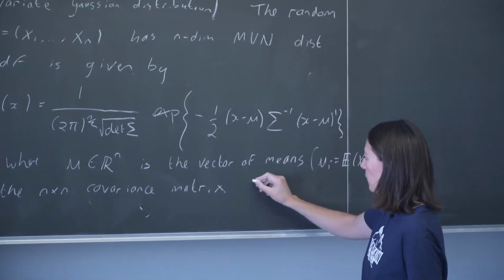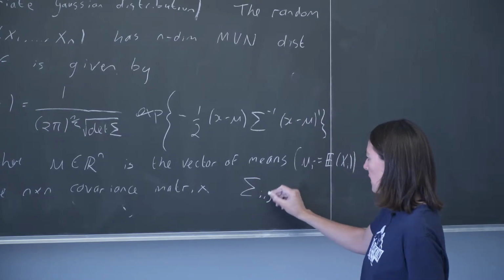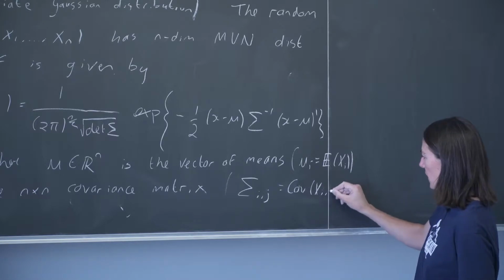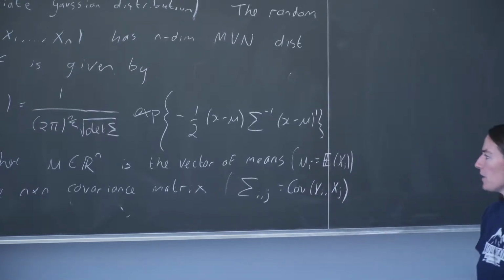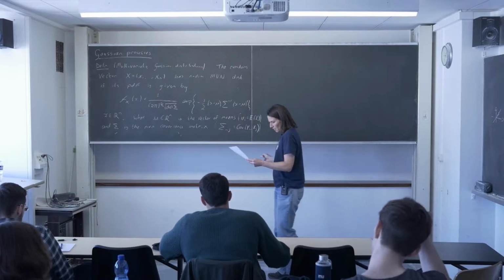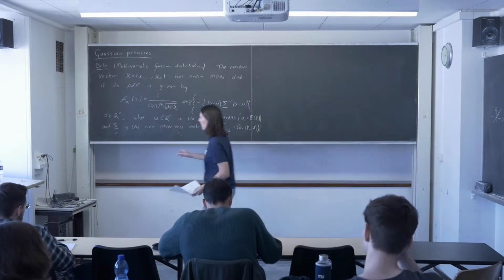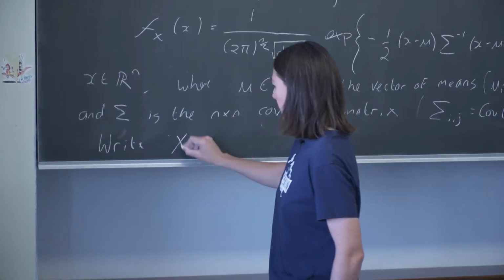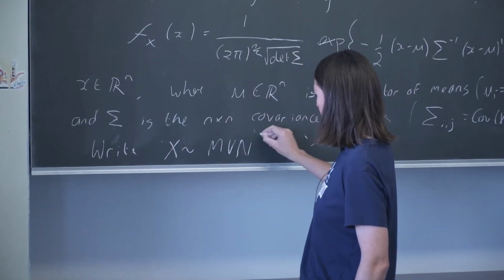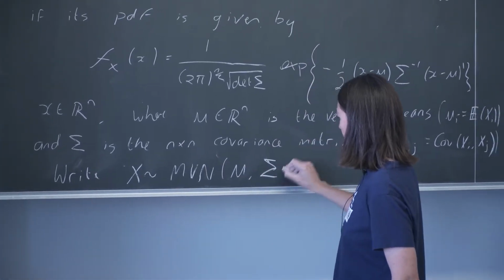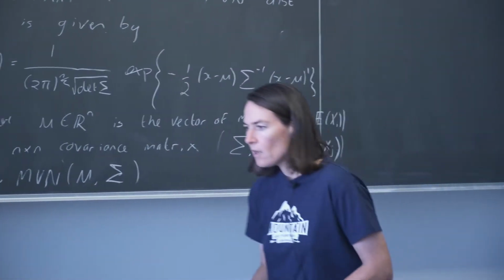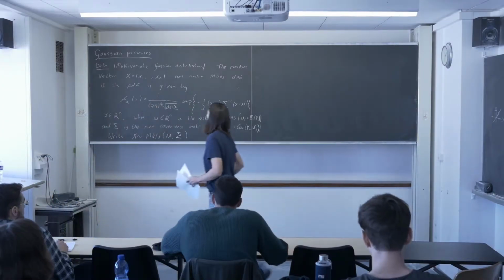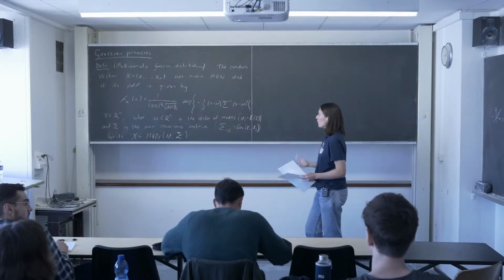So, in other words, sigma ij, the ijth component of this matrix, is equal to the covariance of xi and xj. Okay, and the way we write this is we'll write x is distributed multivariate normal mu and sigma. Okay, so there's a few properties of this distribution which hopefully you're familiar with.